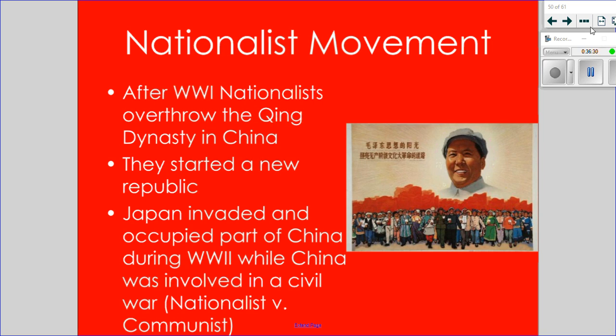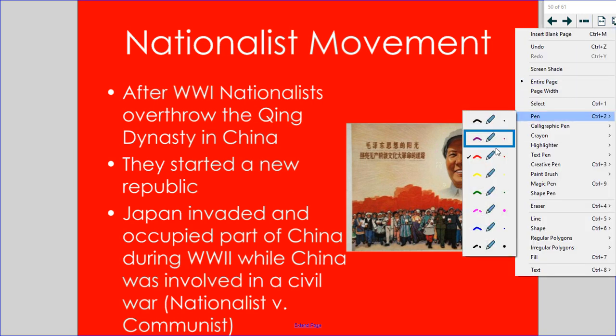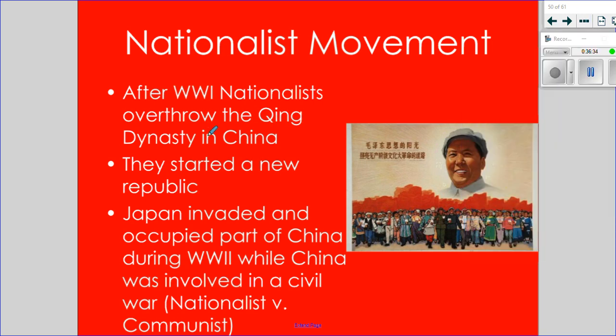started a new republic. I need to get a different color pen. I love a nice blue. They started a new republic. Japan invaded and occupied part of China during World War II.